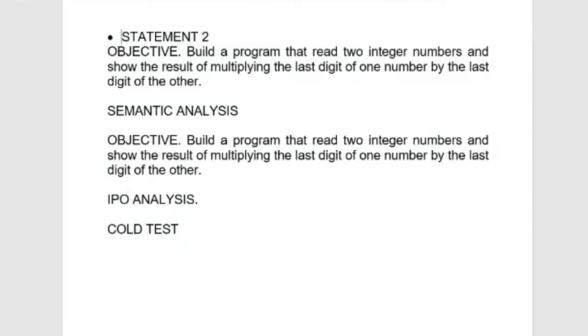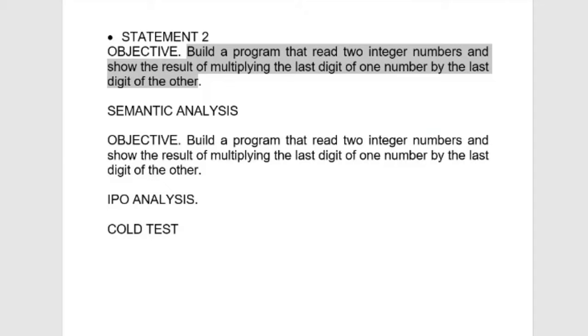Okay, let's see the statement 2. The objective: build a program that reads two integer numbers and shows the result of multiplying the last digit of one number by the last digit of the other one.